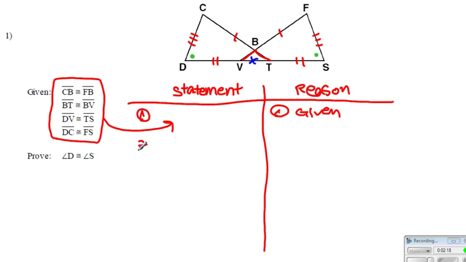Now, let's get started with number 2. Since CB is congruent to BT, if you combine them together, then we will end up getting CT. You see, CT must be congruent to FB, which will be the corresponding sum here, FB. And those two would have been congruent to each other because of the addition postulate.